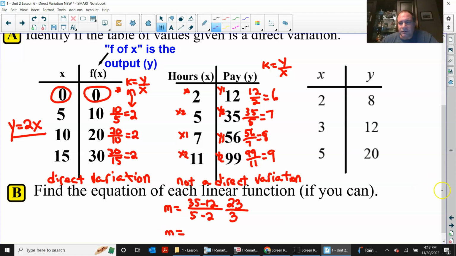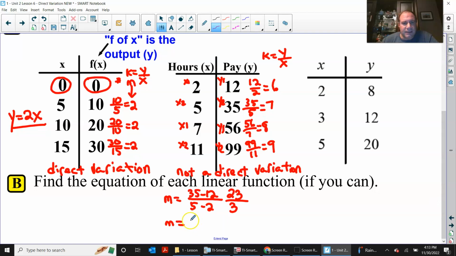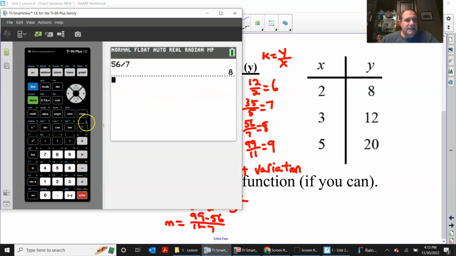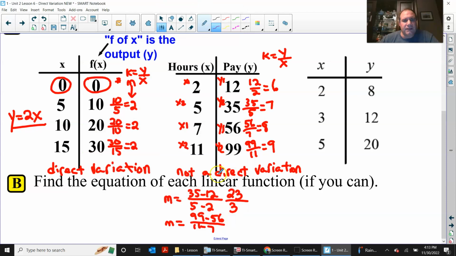M equals, let me just push this down a little bit so I can get a little space there. 99 minus 56 and 11 minus 7. So 99 minus 56 is 43. And 11 minus 7, 8, 9, 10, 11, 4. Okay, so let's just prove it.